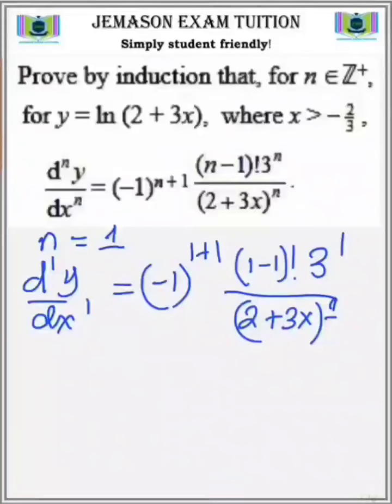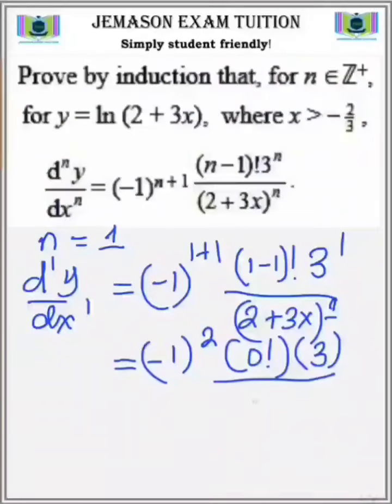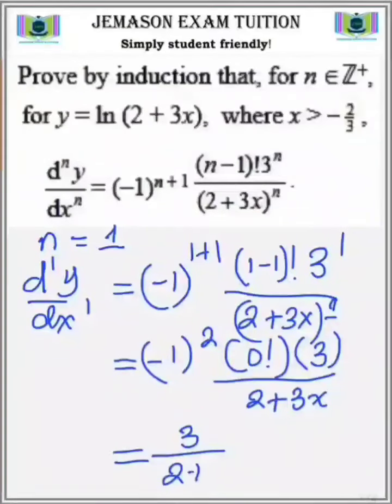1, and that gives us negative 1 to the second into 0 factorial into 3 to the 1 is 3, all over 2 plus 3x to the 1, which is simply 2 plus 3x. So finally that first derivative would be negative 1 squared is 1, 0 factorial is 1, so 1 times 3 would just be 3 all over 2 plus 3x, and that is the first derivative.